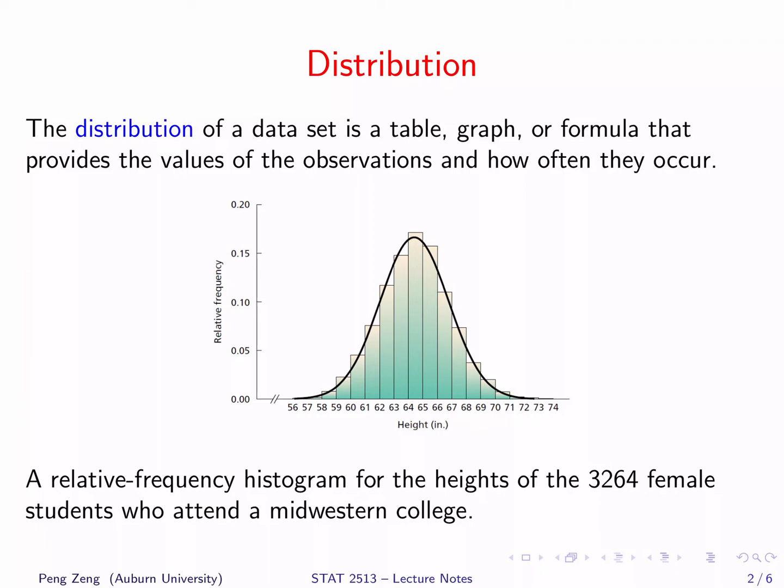This histogram shows the relative frequencies for the height of 3,264 female students who attend a Midwestern college. We can see that the values range from roughly 56 to 74. It has one peak around 64 or 65. The shape is roughly symmetric. This shape is called a bell shape.